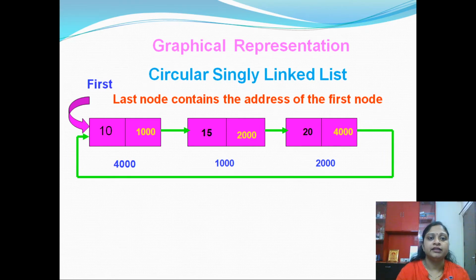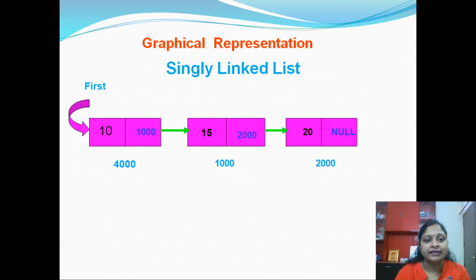The next type of linked list is the circular singly linked list. What is the difference between a singly linked list and a circular linked list? In a singly linked list, the last node's address part contains a null value. What is the format for the singly linked list? The previous node's address part holds the address of the next node. Since 20 is the last node in this linked list, its address part contains a null value.